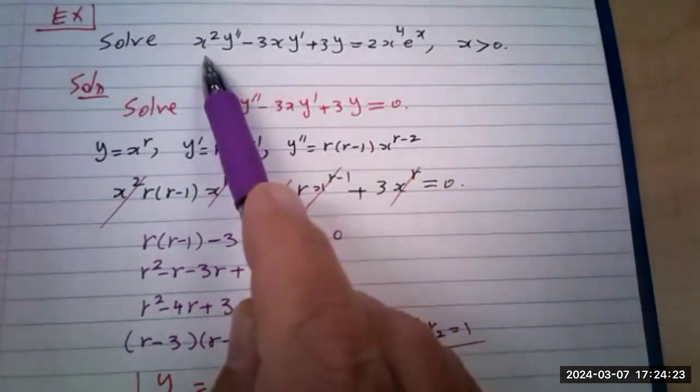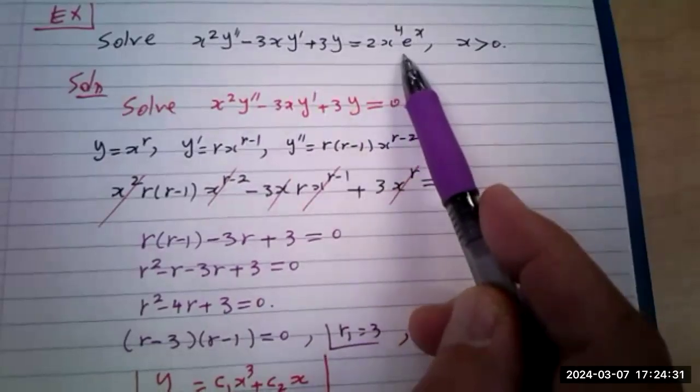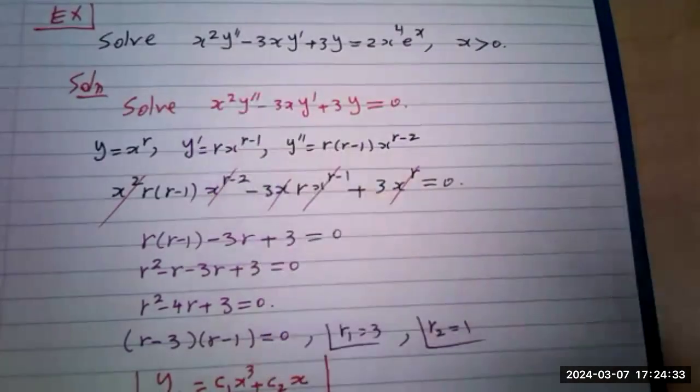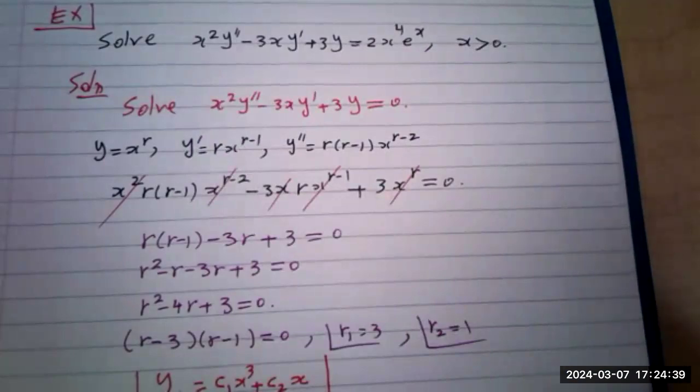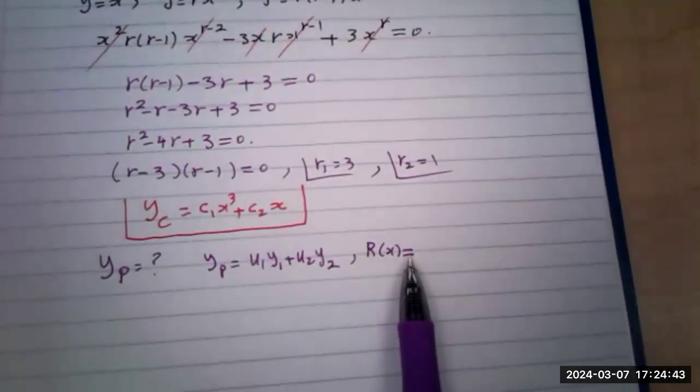But in this case, the coefficient is x squared. So since you want to use the variation of the parameter, this is the time to consider r of x to be 2x to the 4 e to the x divided by x squared. You divide everything in the equation by x squared. But now that you want to determine what is your r of x, do it here.